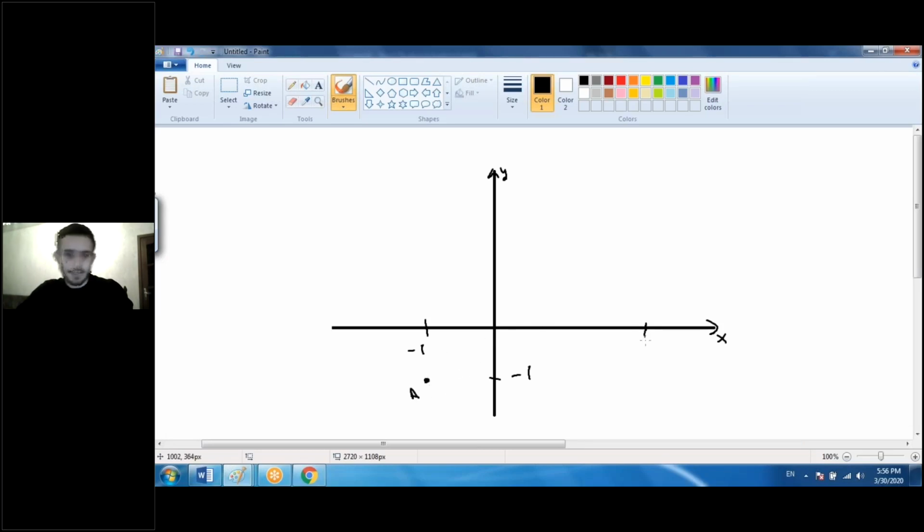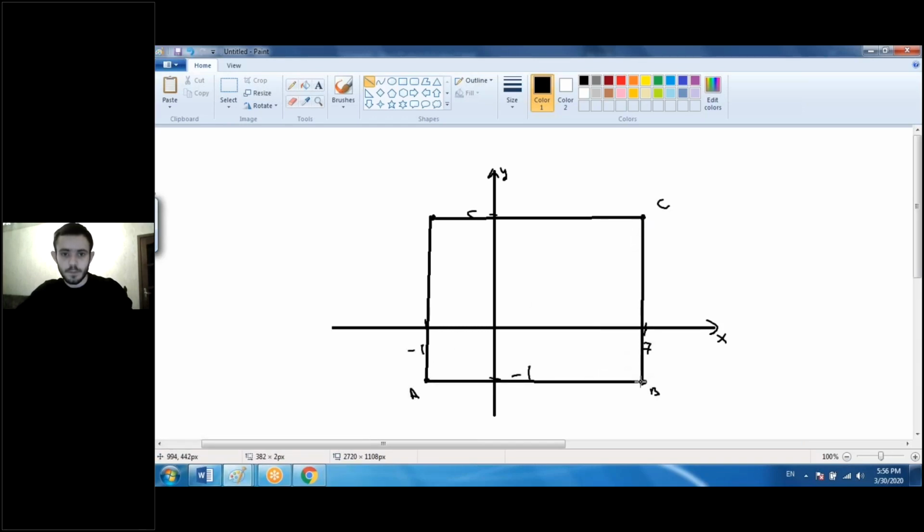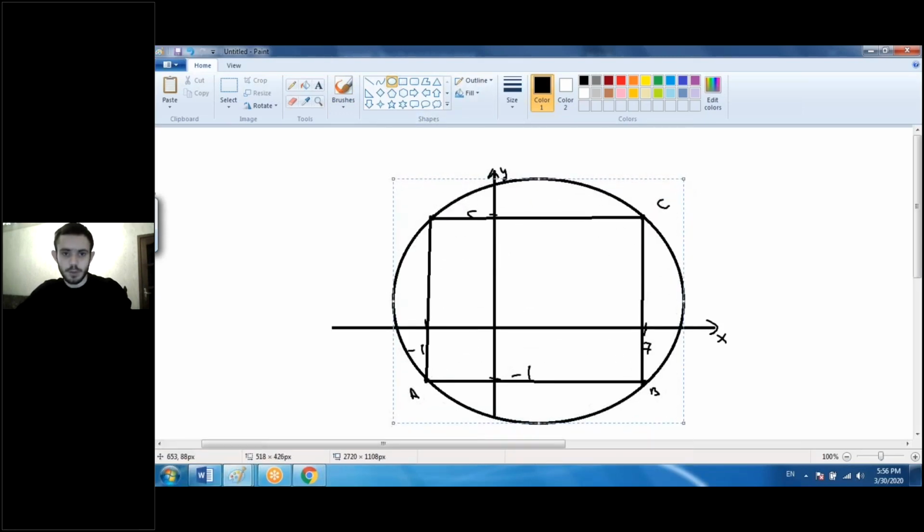Second one is 7, minus 1, B. Third one is 7, 5. And fourth one is minus 1, 5. So now the next thing we need to do is to build up a rectangle. So after building this up, draw a circle which is circumscribed about this rectangle, like this.